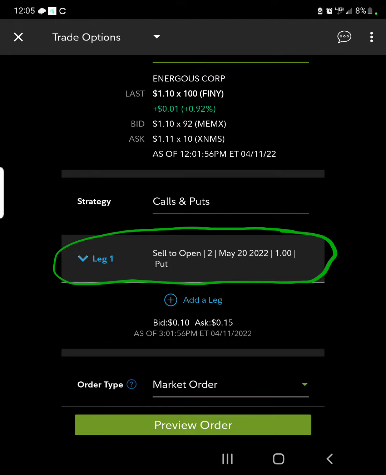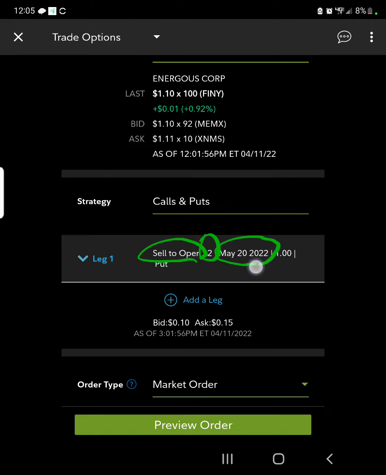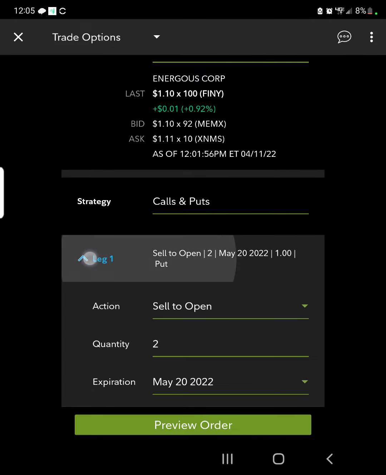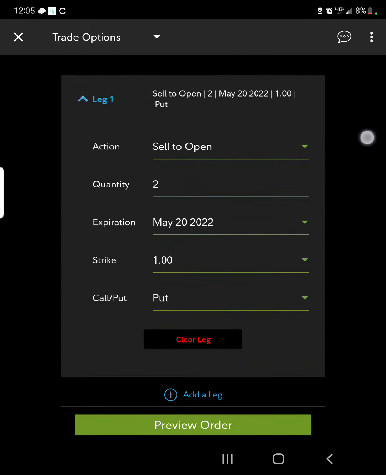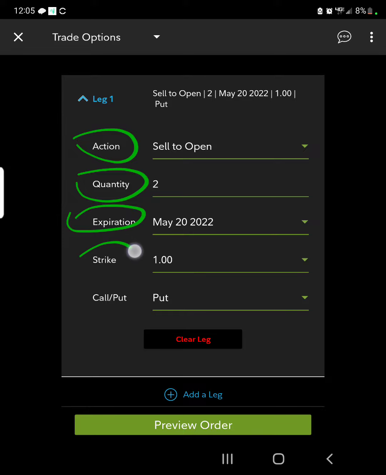So we're selling two contracts. It's sell to open with an expiration date of May 20th, and the strike is $1, and it's a put. So that's what it's going to look like when you're creating it: the action, the quantity, expiration date, the strike price, and if it's a call or a put.